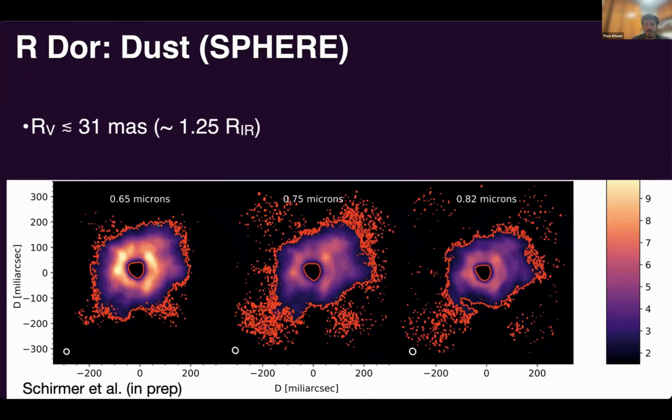And this is how the polarized light looks, the polarization degree looks towards the star. As I told you before, we see this much larger polarization degree of the order of 10%, which is very different from what we see for Mira.